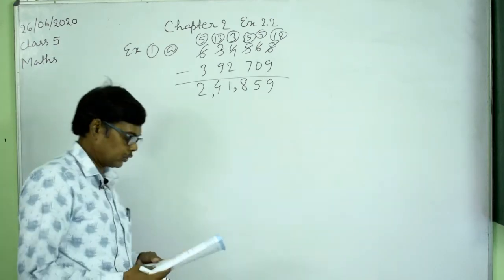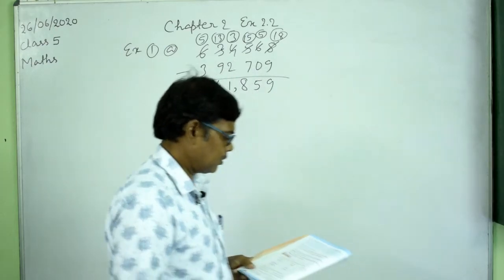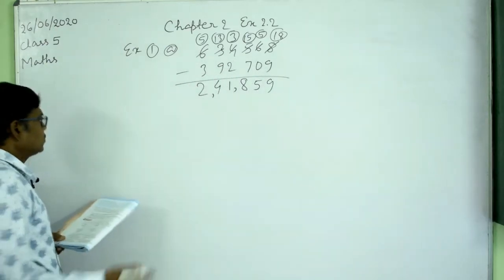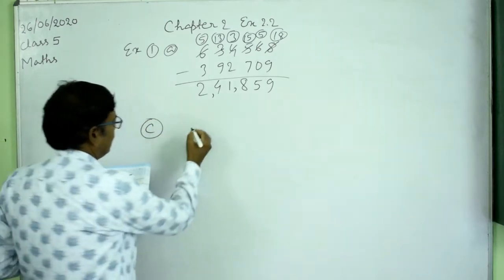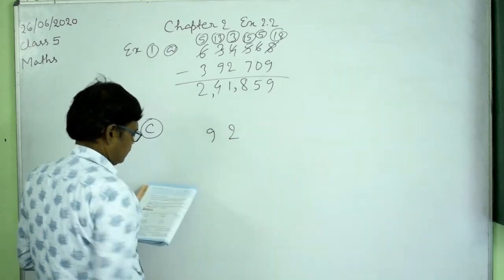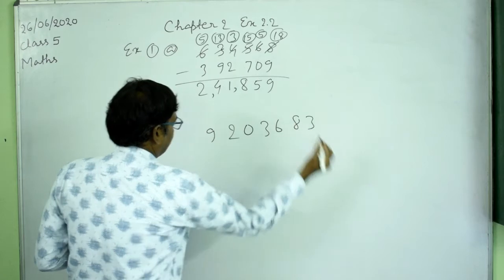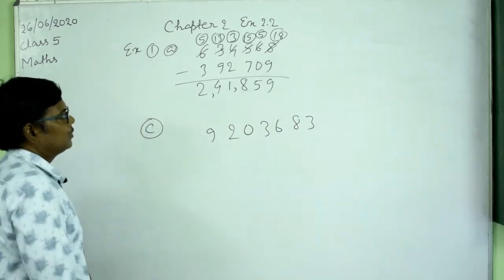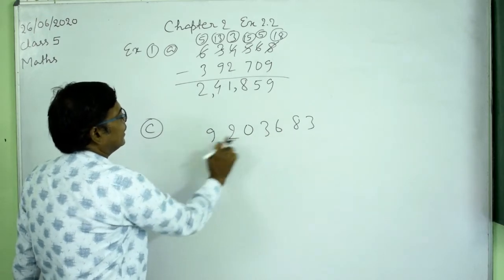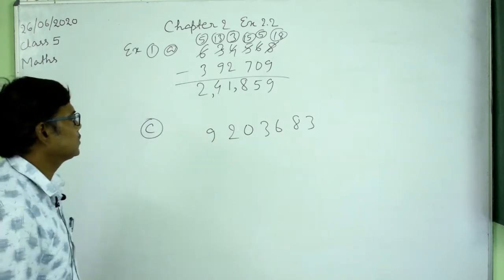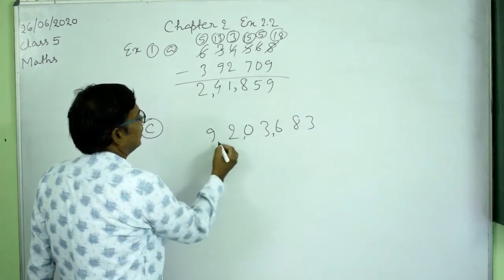So now next question, this is A, and then question number B. Okay, or question number C. I will take question number C. It is here 9,2,0,3,6,8,3. That is 92. If you put the periods here, that will be 9,20,36,080. It will be here like this, and this here.